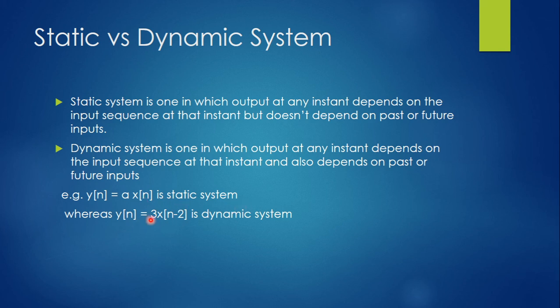Similarly, if y[n] is 3x[n minus 2], this is a dynamic system. y[4] is equal to 3x[2]. So the output at 4 depends upon x[2], that is a previous sample. So this is your dynamic system. In a dynamic system, the output can depend upon the present, past or future inputs. If it only depends upon the present input, then this is a static system.